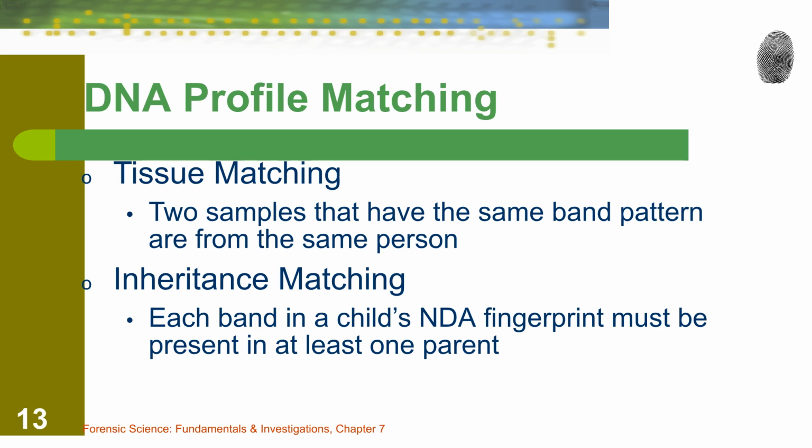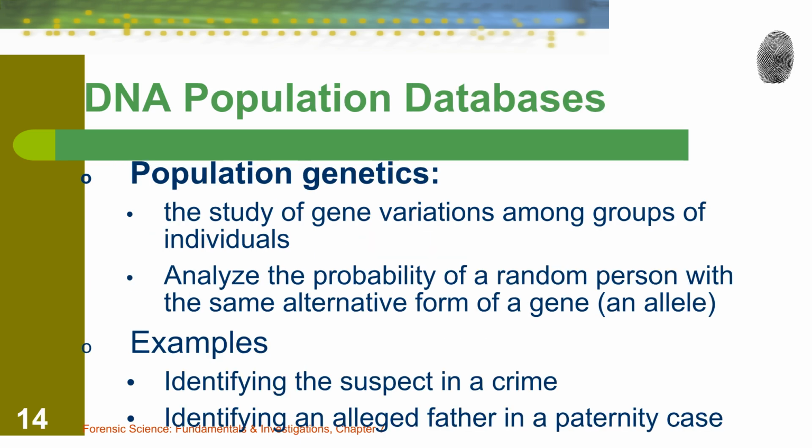DNA profile matching includes tissue matching, where identical band patterns indicate the same person, and inheritance matching, where a child's DNA bands must be present in at least one parent. DNA population databases are informed by population genetics, which studies gene variations and calculates the probability of a random person having the same allele. This is used in identifying crime suspects and determining paternity.